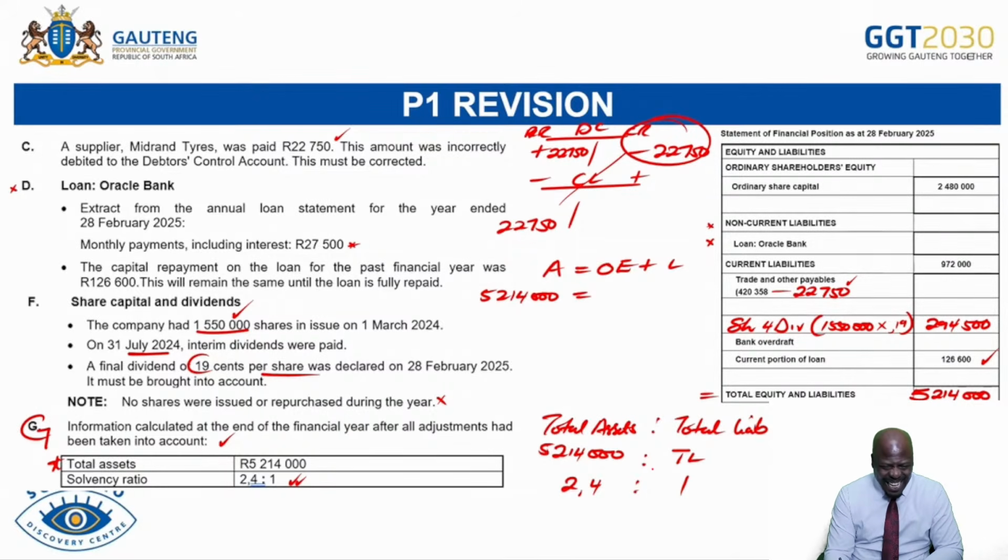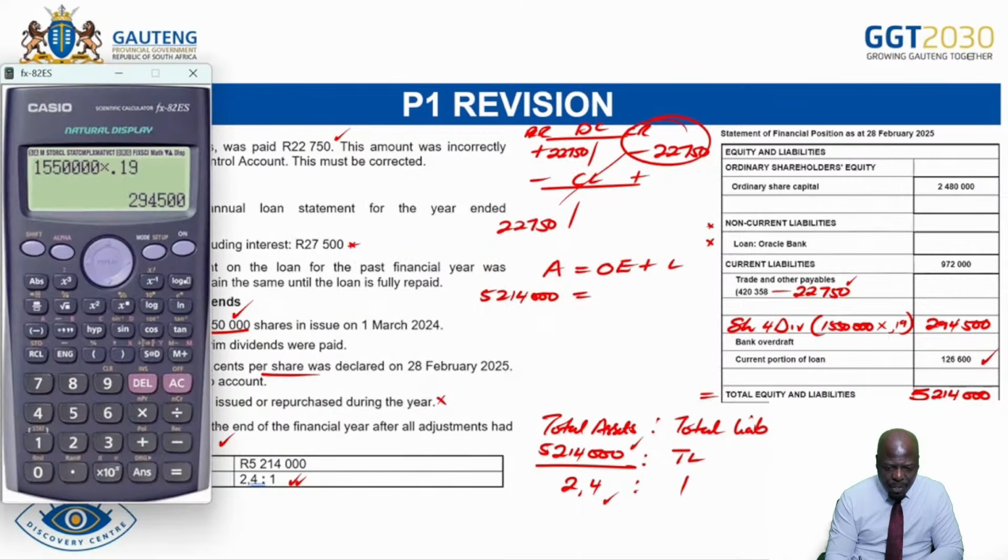You know how this is going to end. You're just going to draw a line here. That's how it's going to end, where you're just going to end up saying 5,214,000 divided by 2.4. So you come here and then you say 5,214,000 divided by 2.4.